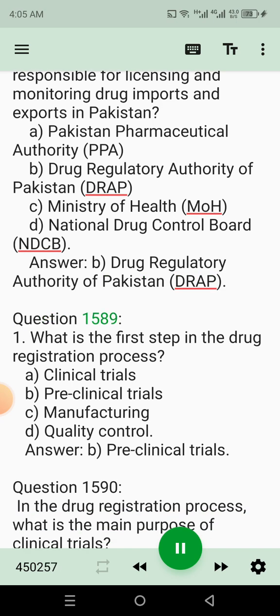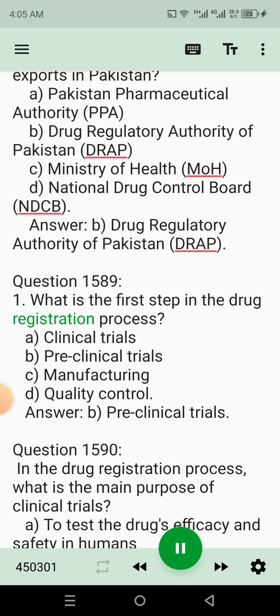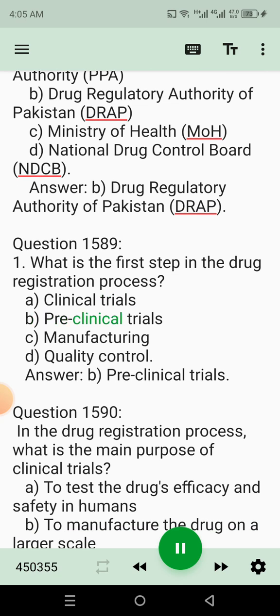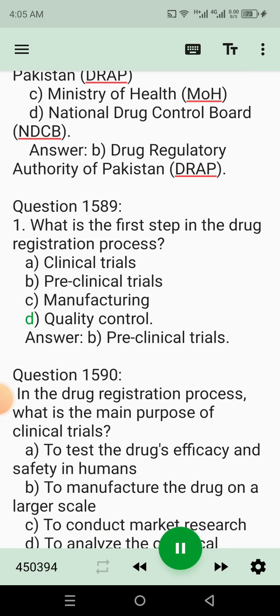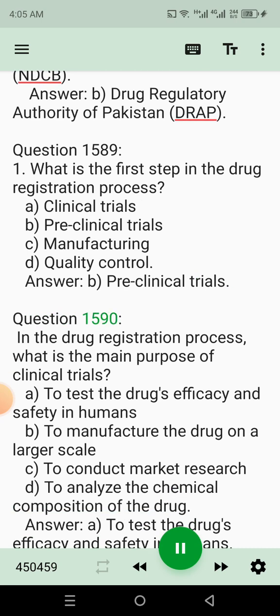Question 1589. What is the first step in the drug registration process? A. Clinical trials. B. Preclinical trials. C. Manufacturing. D. Quality control. Answer: B. Preclinical trials.